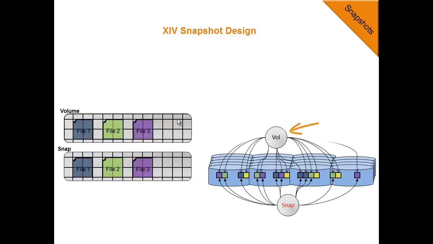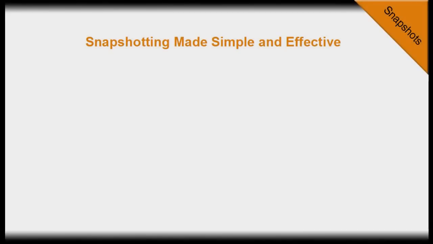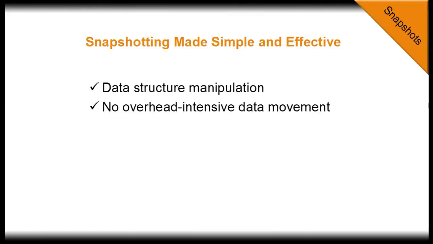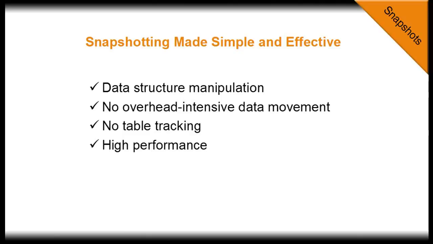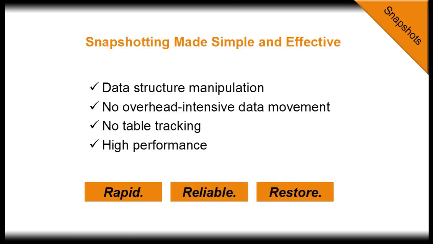Finally, when we restore the snap to the volume, all we do is copy the pointers from the snap and apply them to the volume, thus instantly restoring them to their state when the snap was created. What you will notice is that for this entire process, all we are doing is manipulating data structures in memory. There is no overhead-intensive movement of data or need for tracking tables, which is how XIV achieves high performance. There you have it, space-efficient, near-instant XIV snapshots designed for rapid, reliable restore.